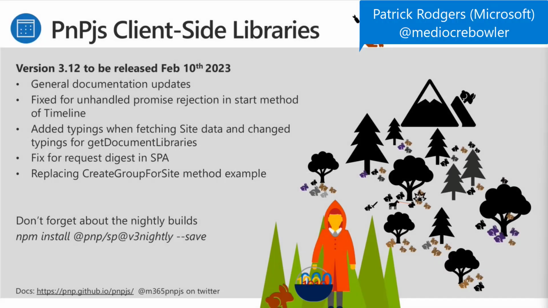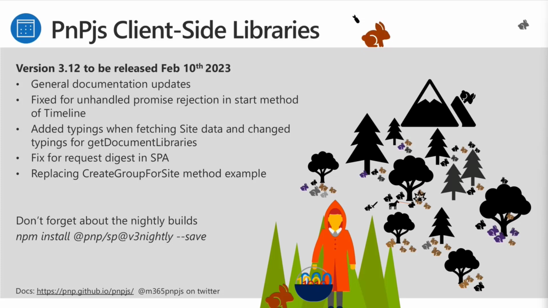Hello! So we've got version 3.12 coming out this Friday, February 10th. We're really excited about that. We got some great updates around documentation, some bug fixes for some unhandled promise rejections, as well as updating and fixing typings for site data. So requesting sites, site collection information, that'll be typed now, as well as for Get Document Libraries, which is exciting.